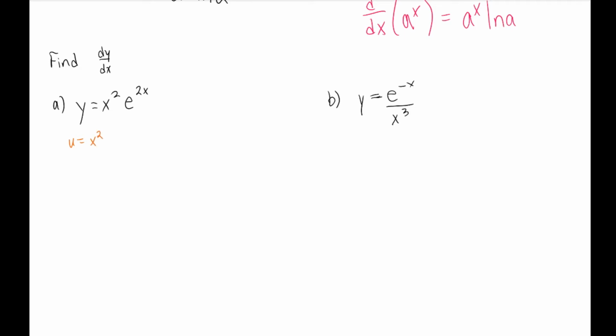So my first function here in the product is u, which is x squared. My second function v is e to the 2x. The derivative of u, which I'm just writing as u prime, you could also write it as du by dx. Actually, maybe let's do that.